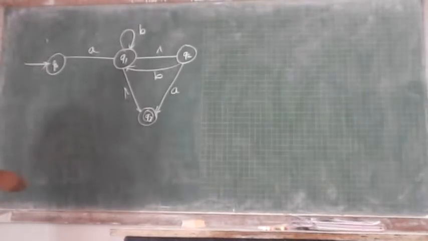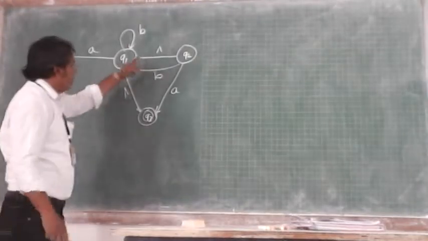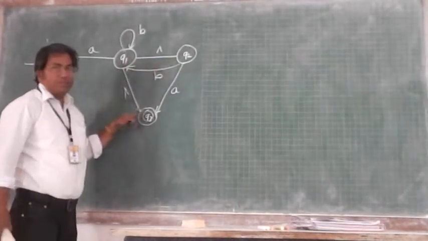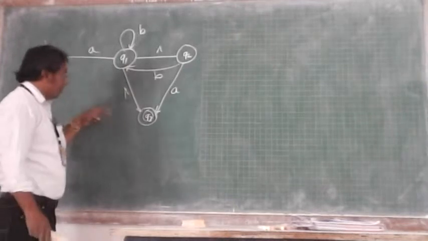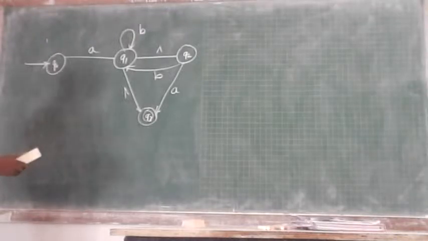Here I can see that Q0, Q1, Q2, Q3 are the four states in this finite automata, where Q0 is the initial state and Q3 is a final state. Here I can also find there are two nulls involved, one from Q1 to Q2, another from Q1 to Q3. And I am required to now remove this null from this finite automata. Okay? So how do I do this?